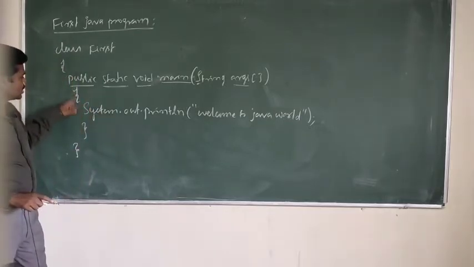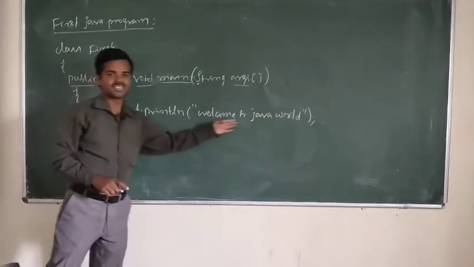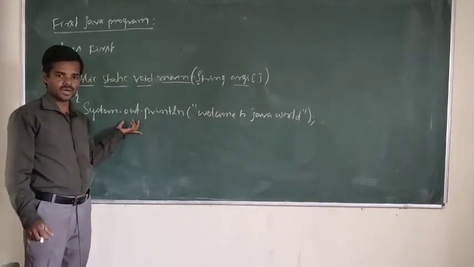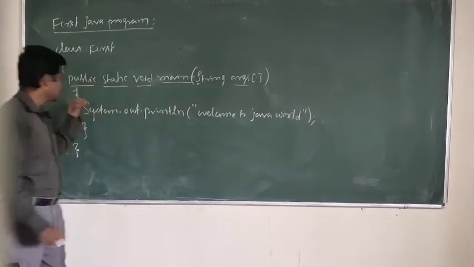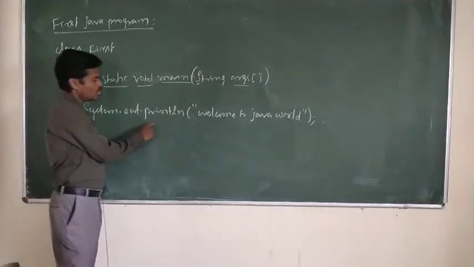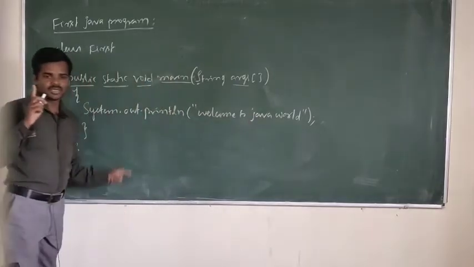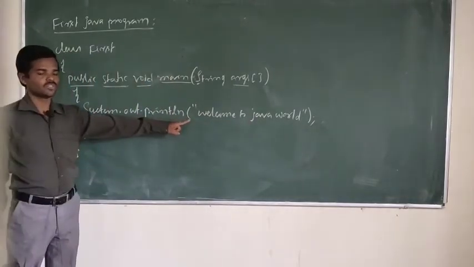Then the main method will start. Inside the main method we write some statements. These are the executable statements. Here: System.out.println("welcome to Java world"). I have written only one statement, and "welcome to Java world" is what I want to display on the screen.